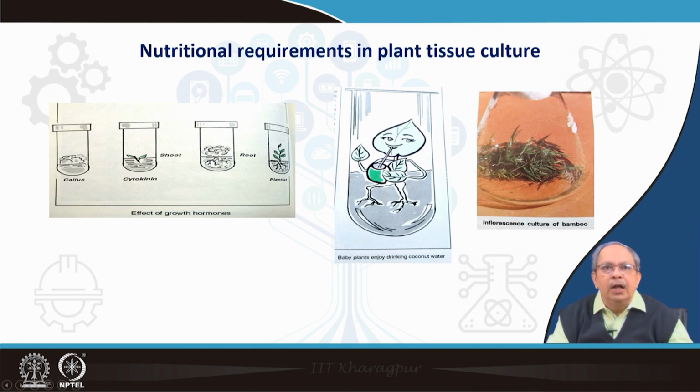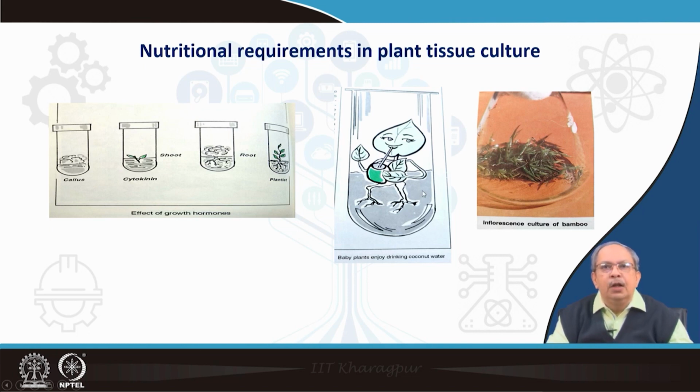Also, if you treat with another set of hormones, say auxin, at low concentration, you may get root formation, and eventually whole plants can be produced. Now, what I said is very important: what you produce in the culture medium, so that the plants will grow, whether it is for the callus or for the shoots.